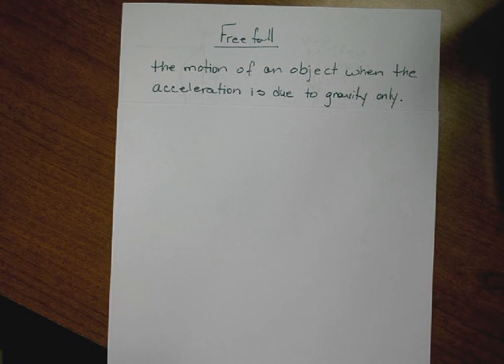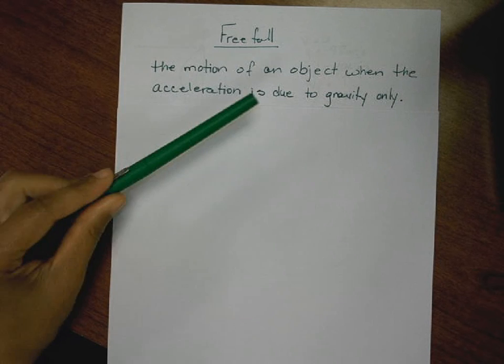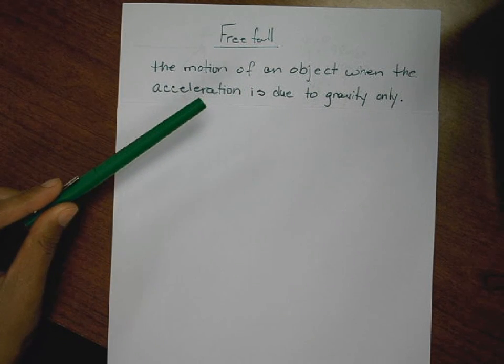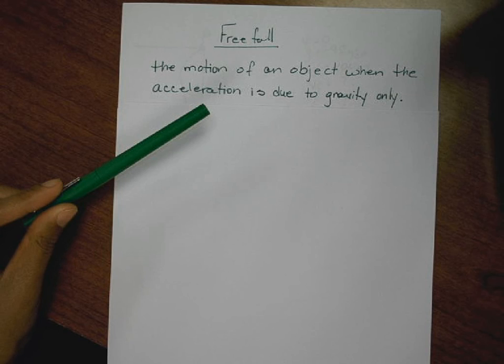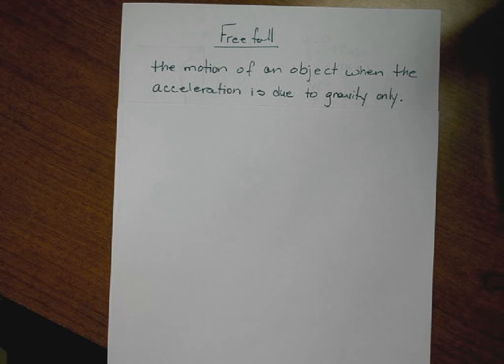And here it is. It's the motion of an object when the acceleration is due to gravity only. What I'm talking about here is things that are dropped or something that is tossed in the air and then returns to the ground. Once it leaves the hand, the only thing accelerating it is gravity. That is the definition of free fall.